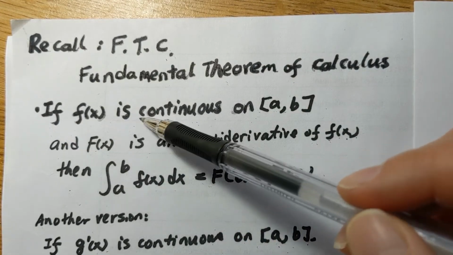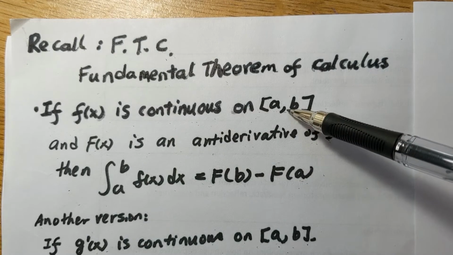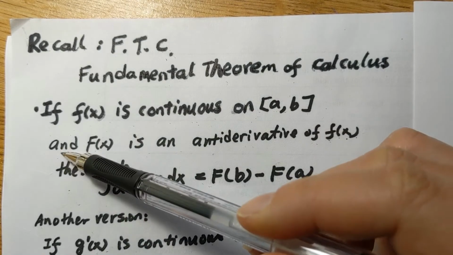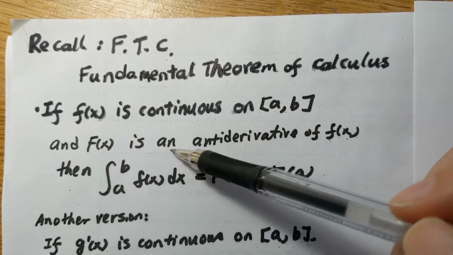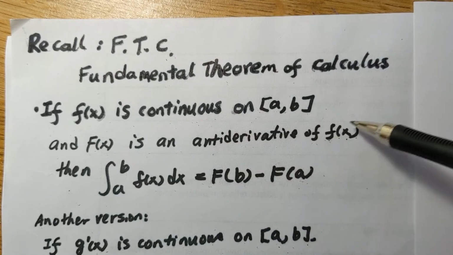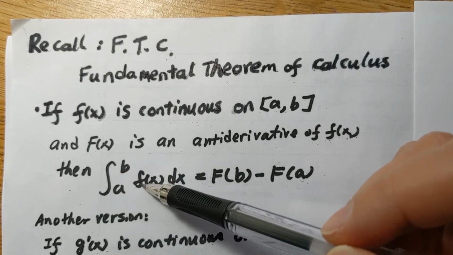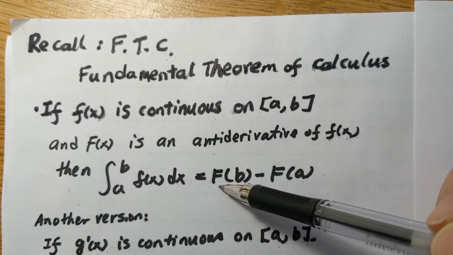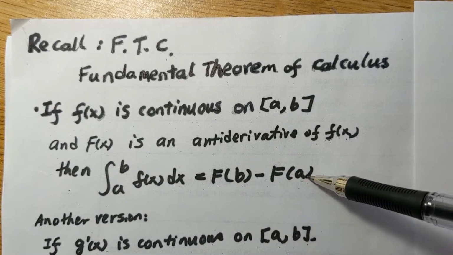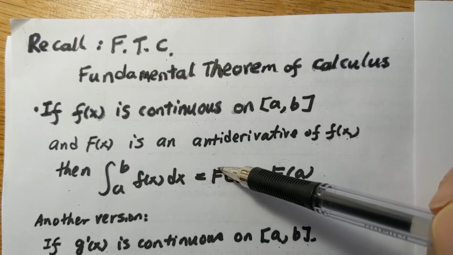If little f of x is continuous on the closed interval from a to b, and big F of x is an antiderivative of f of x, then the integral from a to b of f of x dx equals capital F of b minus capital F of a. So this is the antiderivative.